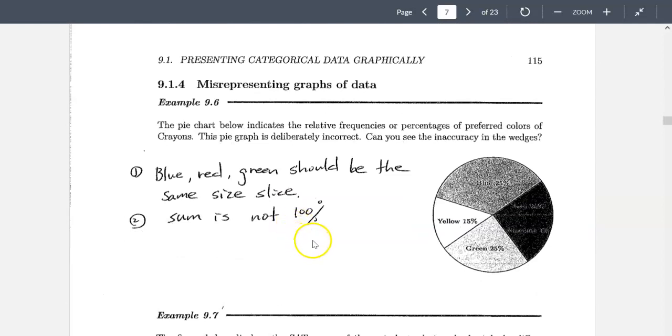Now, some problems with graphing data. Look at this graph right here. Blue, red, and green should be the same size. Remember from the previous example where it's kind of hard to tell, but if you download the original notes from my Open Math, you'll see these labels a little better. So make sure 30%, 35%, 33%, they all should be about the same size. Shouldn't be a big difference. And when we add up all the percents, they need to equal 100%. If not, then it's not correct.